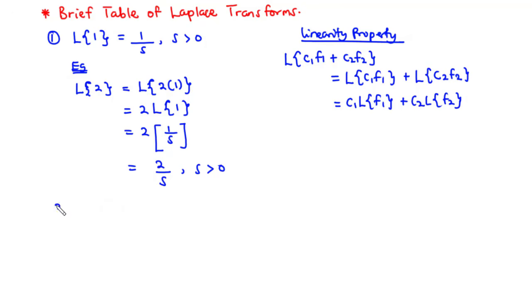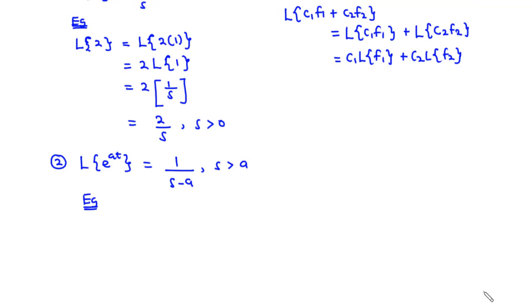Now let's move on to the second function. That is the function f of t equals e to the power at. So we have the Laplace transform of the function e to the power at, and that we know is equal to 1 over s minus a, where s is greater than a. So assuming we want to find the Laplace transform of the function, let's say 3 e to the power 5t.